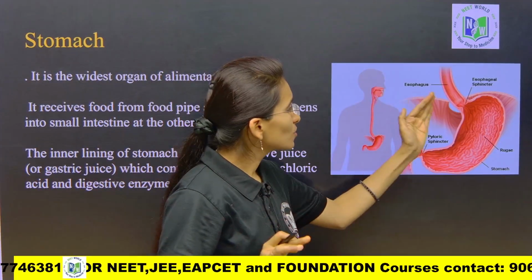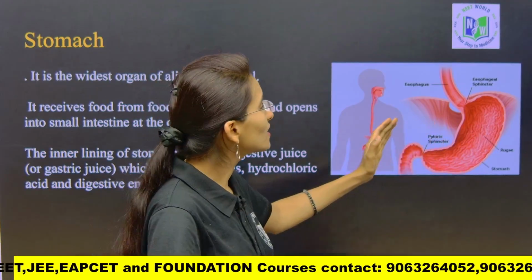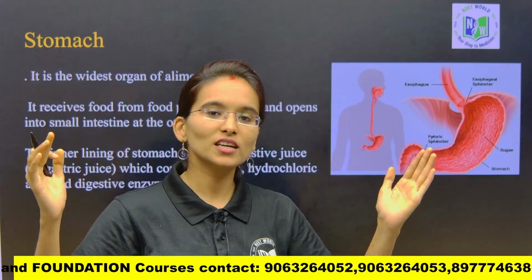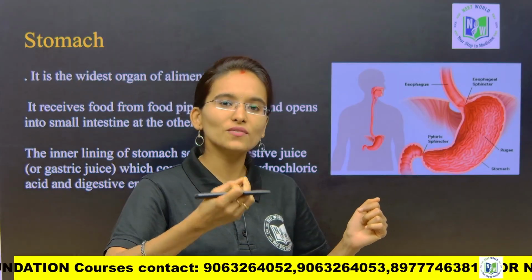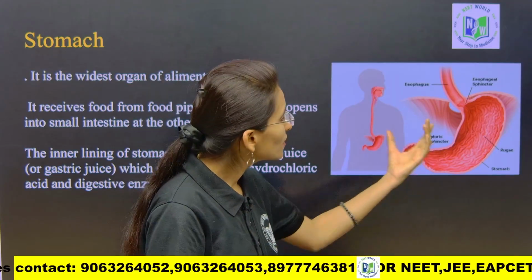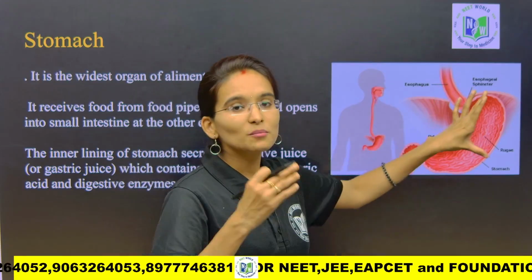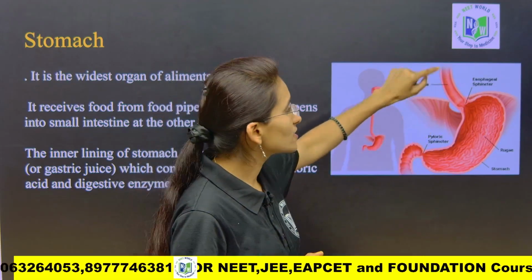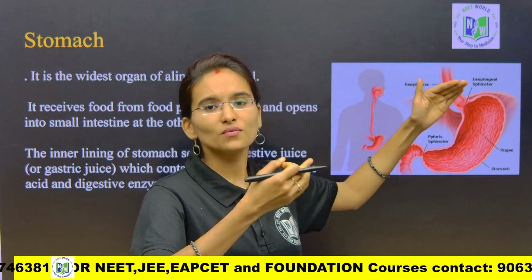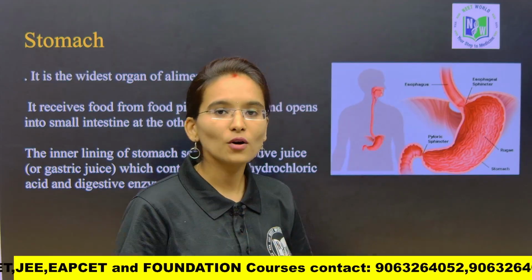So, this is the stomach. Once again I am revising you, just to quickly understand. It is the stomach which is the widest organ of the alimentary canal. When we have seen the esophagus, it is a very long straight muscular tube, but the stomach is the widest organ. It is present in between the two ends. One end is the alimentary canal, where we can find different parts like esophagus, mouth, buccal cavity, and the other end of the stomach is the small intestine.